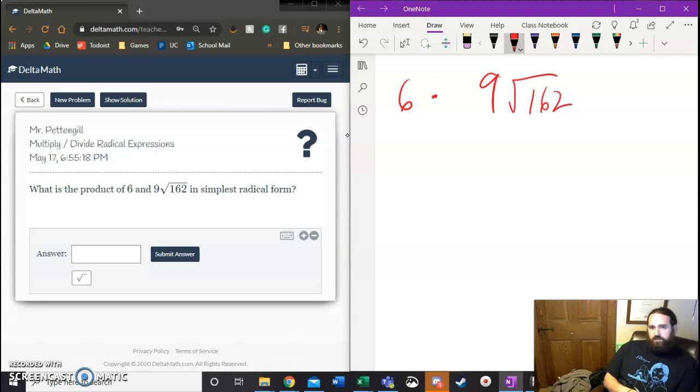What you're going to do is, if you have any plain old coefficient numbers like 6 and 9, you're just going to multiply them and you're going to have your answer. So, okay, 54, and you go root 162. And you start going down the list. Can I do anything with this root 162?